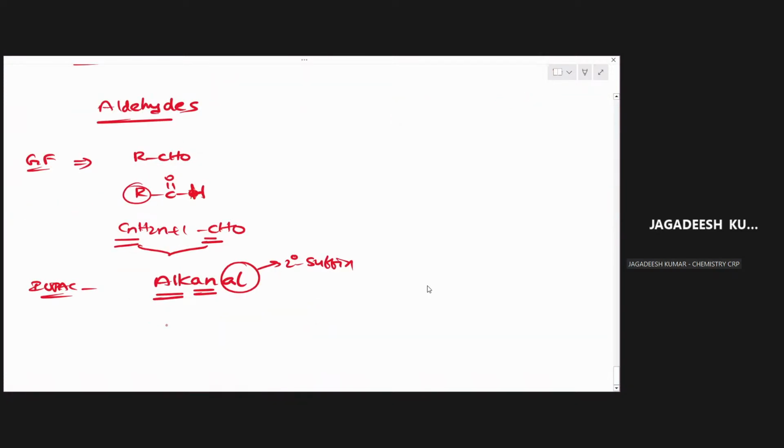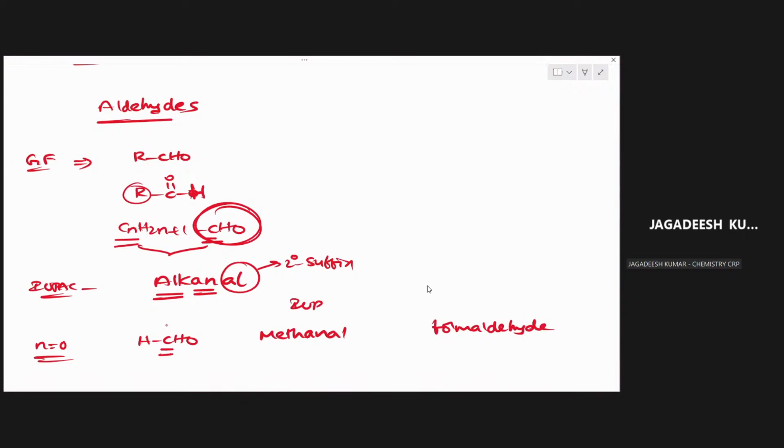Now I want to give a few examples. Here also we can write n equal to 0, because n equal to 0 also exists here. Why? Because the functional group already contains one carbon. If n is equal to 0, we get HCHO. So one carbon, we can write methanal. But a common name is also there for this. Formaldehyde is the common name. So this is the IUPAC name and this is the common name.